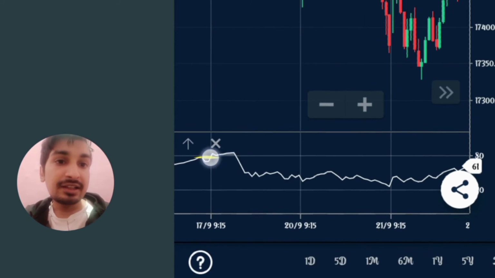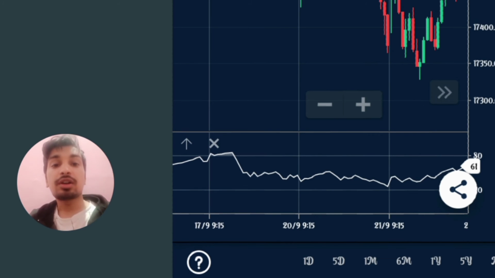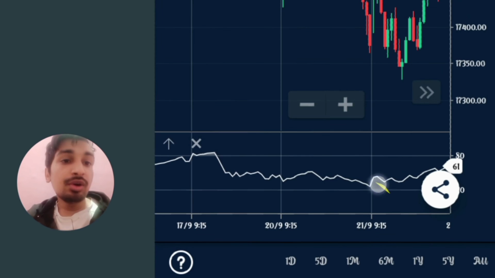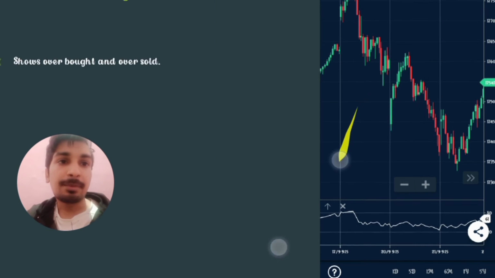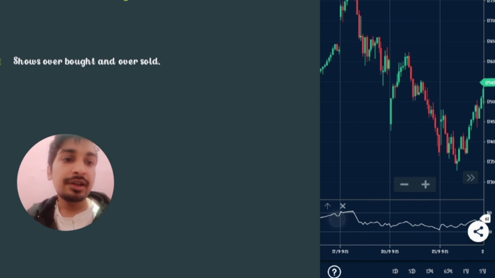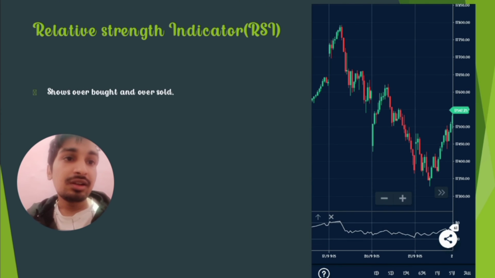If it touches the top, it means it is overbought. Overbought means a lot of people have bought it. And if it is touching below, it means it is oversold. At the overbought level, you have to sell the company. Let me show you. At this point, it is overbought, right? So here the downtrend started. Once the company touched here, it started moving down.